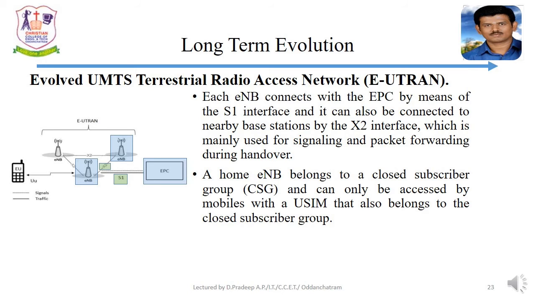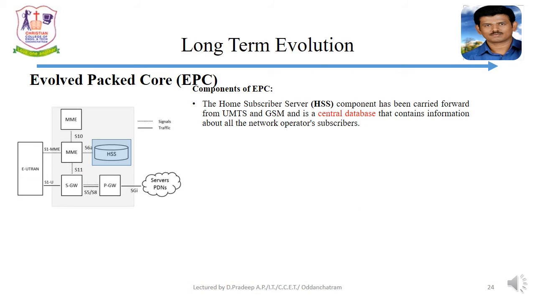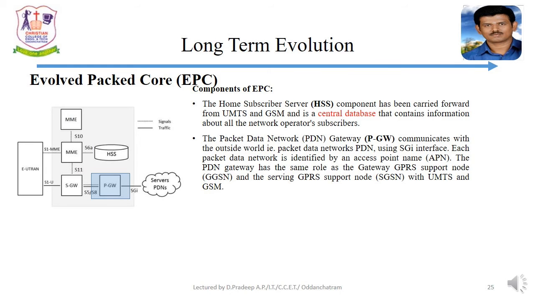The evolved packet core has many components. The first component, the home subscriber server, has been carried forward from UMTS and GSM and is a central database that contains information about all the network operators' subscribers. Next, the packet data network gateway communicates with the outside world, that is packet data networks PDN, using the SGi interface. Each packet data network is identified by an access point name.